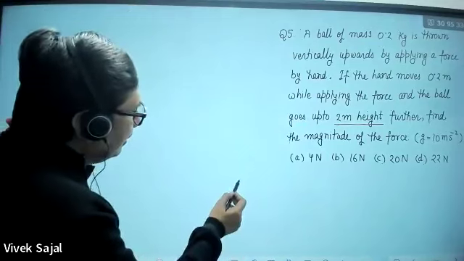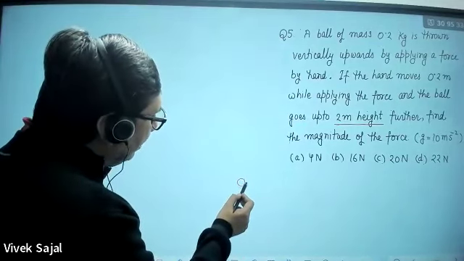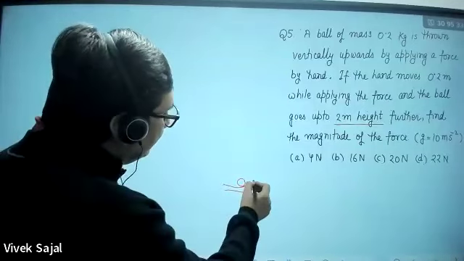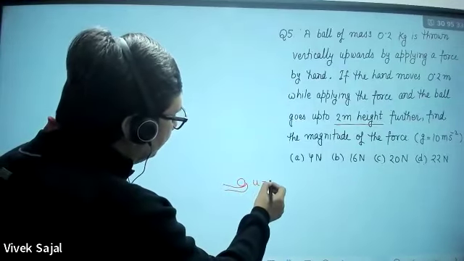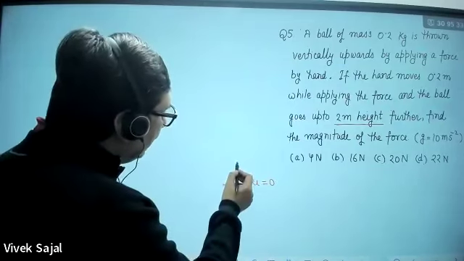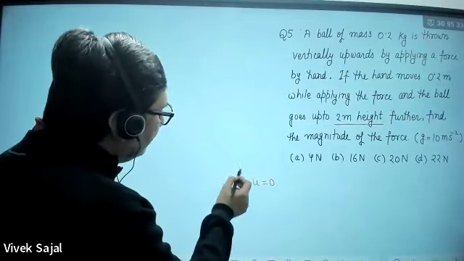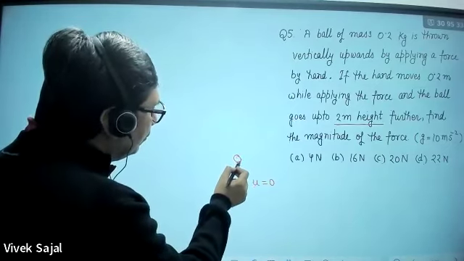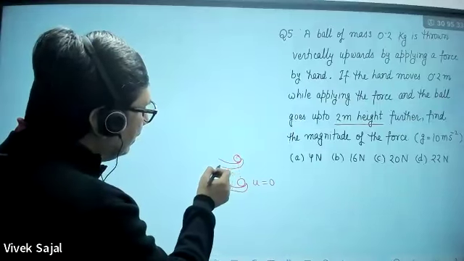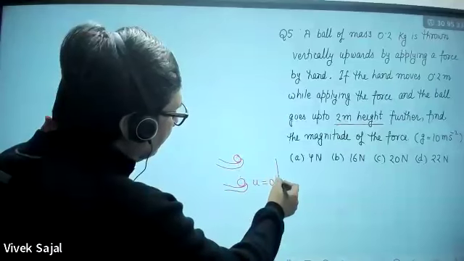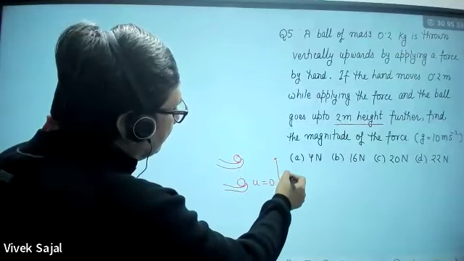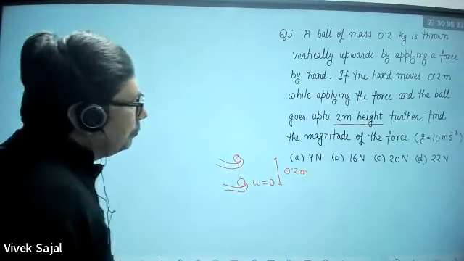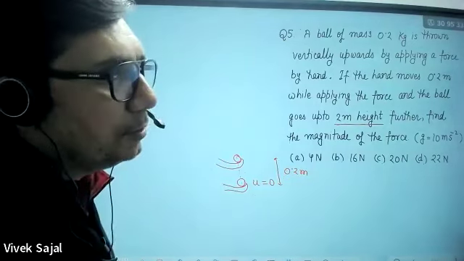So try to understand, initially ball was here, and suppose this is the hand of the person. Here, u is 0. Now this hand takes this ball to this position. This is the hand. And in this case, how much distance is traveled by it? You can say this is 0.2 meter just. This will be 0.2 meter.